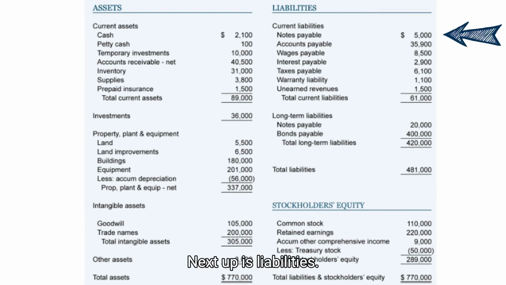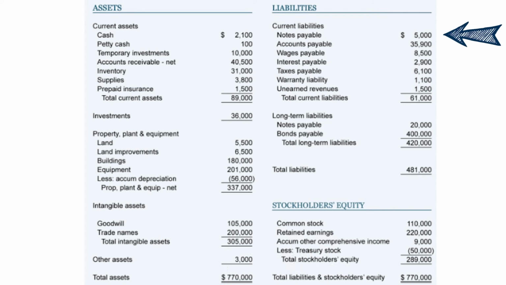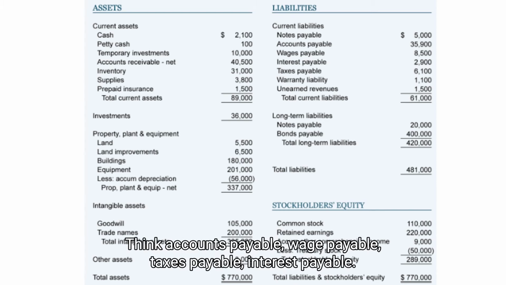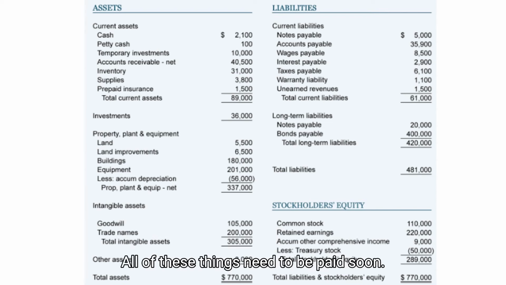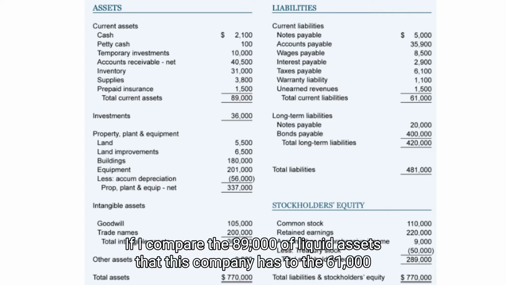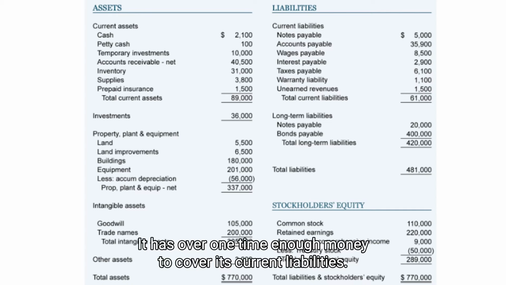Next up is liabilities, and we have current liabilities here of approximately $61,000. These are the short-term things that this company needs to pay and needs to pay soon. Think accounts payable, wage payable, taxes payable, interest payable, all of these things need to be paid soon. And remember when I was talking about liquidity, if I compare the $89,000 of liquid assets that this company has to the $61,000 that it owes, this company is doing pretty well, right? It has over 1 times enough money to cover its current liabilities.